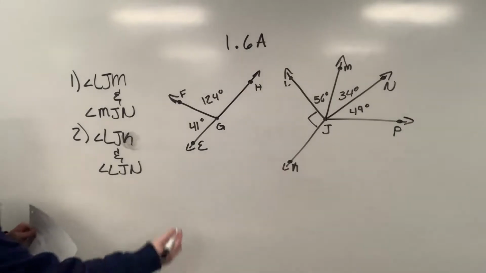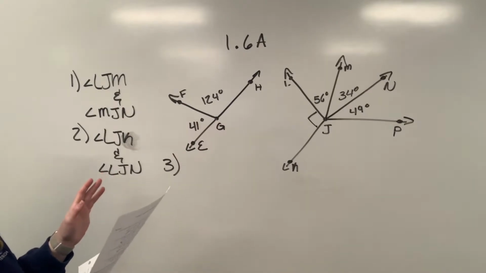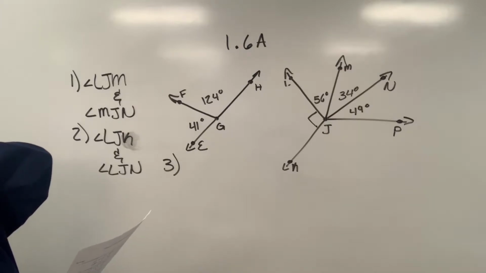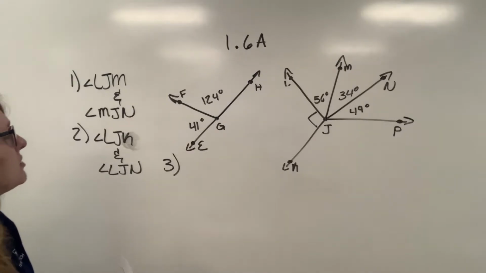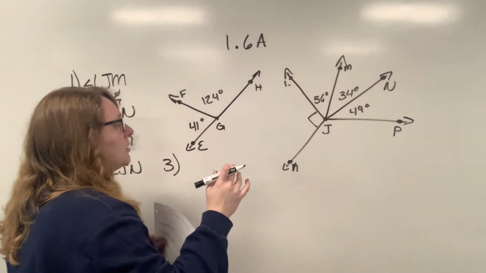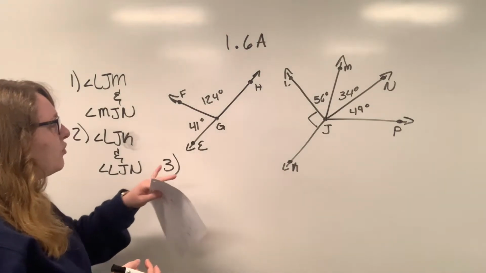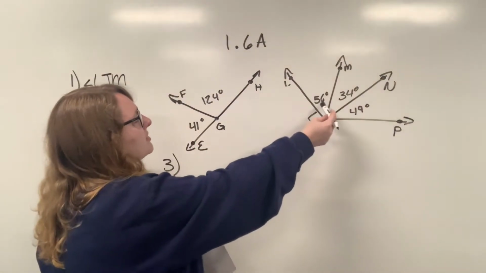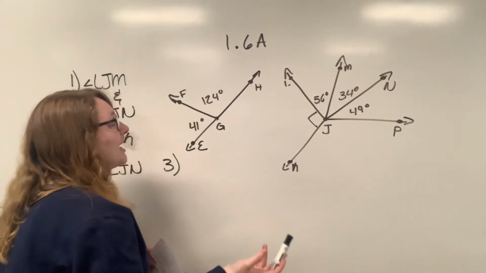The third question says, what are two non-adjacent, so these two are not going to be next to each other, complementary angles? Okay, so we want to find two angles that are not next to each other that add up to 90 degrees. Okay, so can't use these two, can't use these two, let's use this 41. Okay, let's see if you add 41 to any of these, that will give us 90, okay? So 41 plus 56, that will give us 97, that's too many.